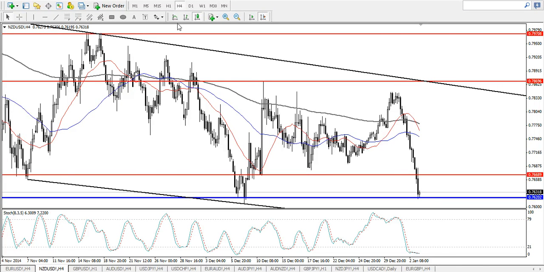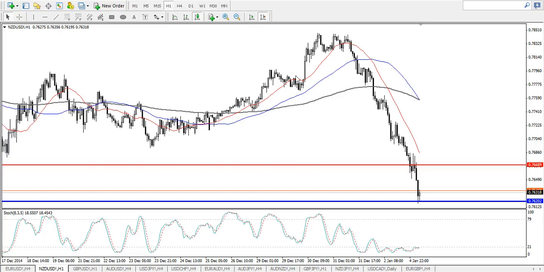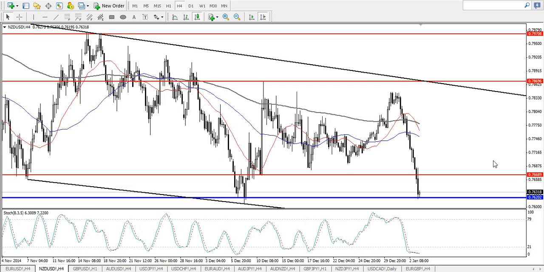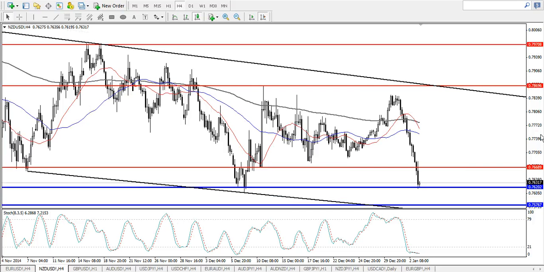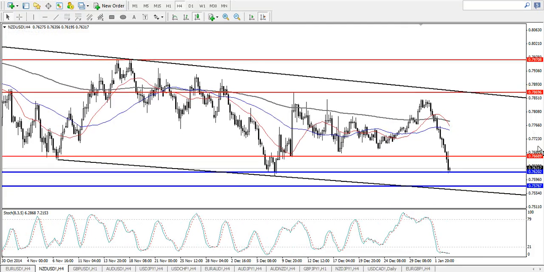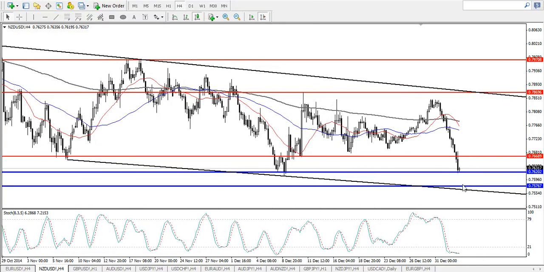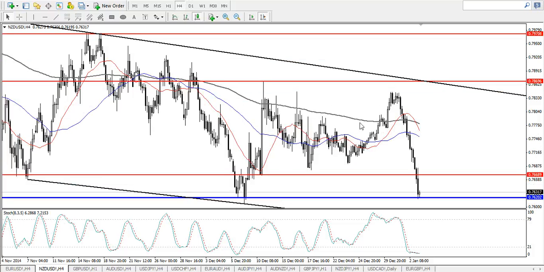So we are waiting for the setup over here in either the 4-hourly chart or the 1-hourly chart. And if price were to break below this support level, we are looking at 0.7576. And if it falls further, price may even touch the bottom of the channel itself. Alright, so that's for the New Zealand dollar against the US dollar.